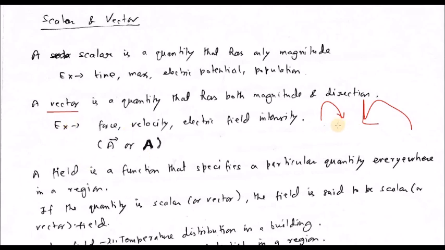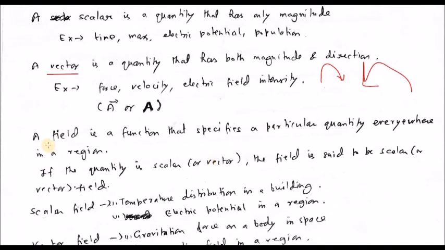So current is not a vector quantity, it is scalar. Next term is field, and a field is a function that specifies a particular quantity everywhere in a region. So field is something which exists in a region. It is not at a point. So field exists in a region.